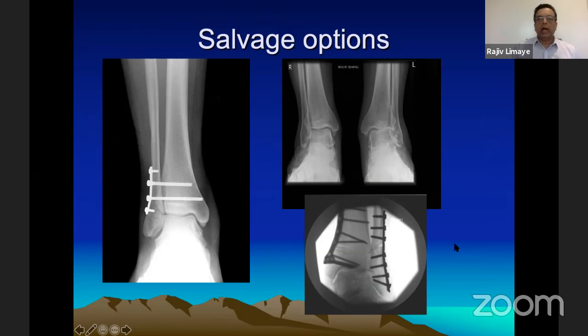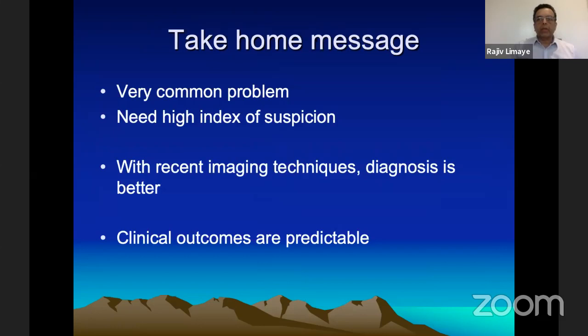So the take-home message for this condition is that it is a very common problem. It needs to be looked at with a high index of suspicion, especially in a chronic setting. With recent imaging and diagnostic modalities, we can find out the exact problems. The clinical outcomes are very predictable. And also for those who are listening who are FRCS Orth candidates, this can be a common case in your exam. Thank you very much, and I'm happy to take any questions.